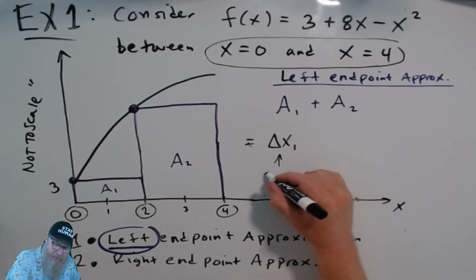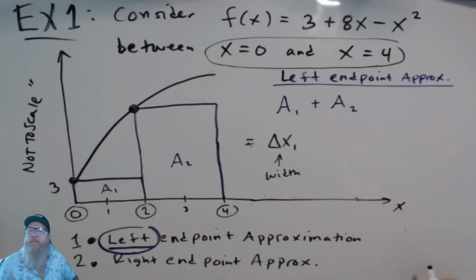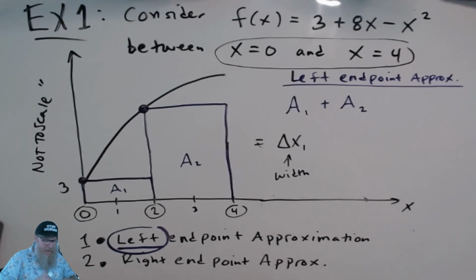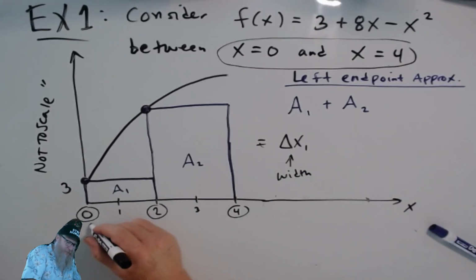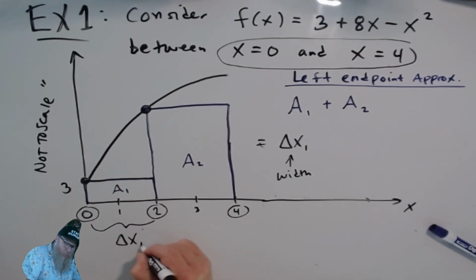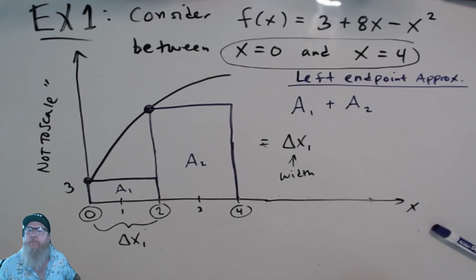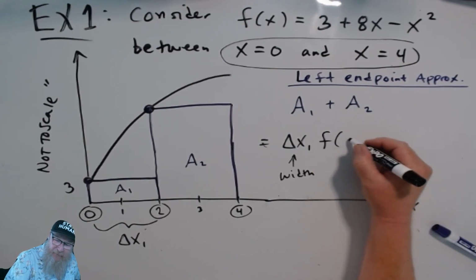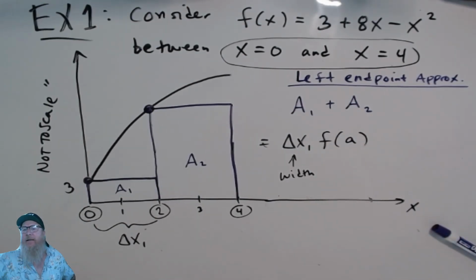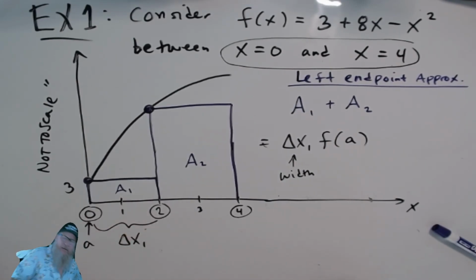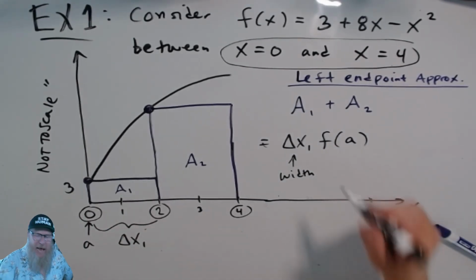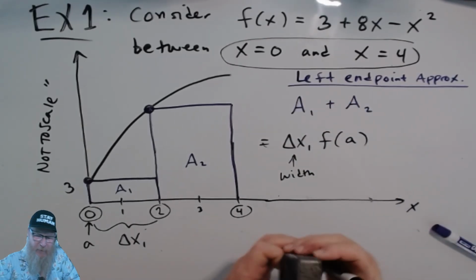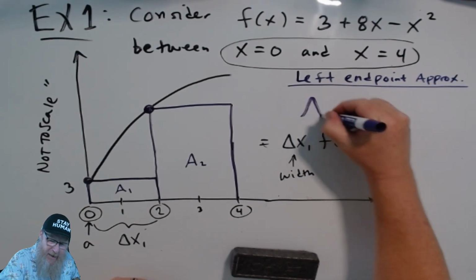That's the width. So that is the width of the first rectangle here. Delta x1 is the width of the first rectangle, times f of A. A is the left endpoint, which is 0. So this is A. So that is your A1. Let me spread this out a little bit. So all of that is A1.